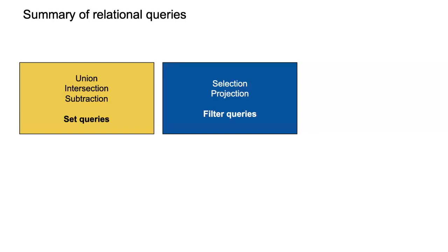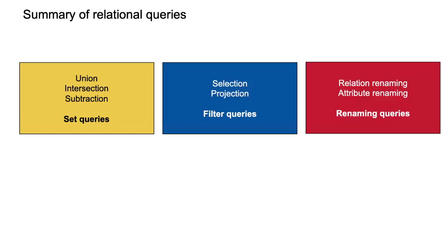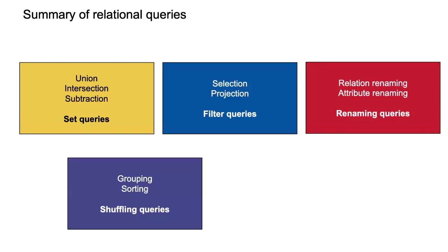We'll have filter queries. We'll be able to select from a table. We'll be able to project a table. We will have renaming queries where we can create new tables that have different column names or different table names. We'll have shuffling queries that can actually do some aggregation or some sorting. If you have lists of maps, of course, you need an order for that. So if it's the list of maps, you can sort and create a new table with a different order. I call them shuffling query.